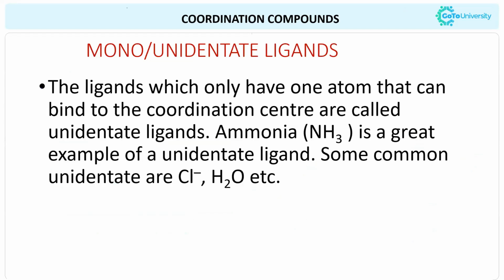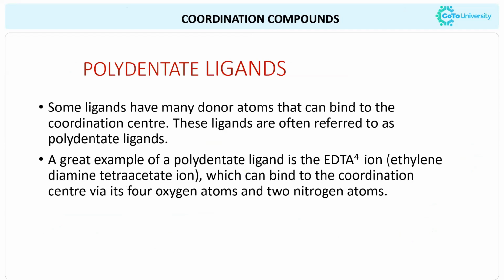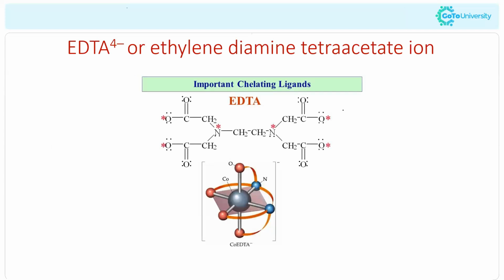Okay. So this is regarding the monodentate, bidentate and polydentate ligands. We have some examples of bidentate ligands as well, such as triethylene diamine and acetylacetonato. For polydentate ligands, we have EDTA. EDTA is a hexadentate ligand, meaning it can donate 6 electron pairs. This nitrogen will donate 1, this nitrogen will donate 1, and there are 4 oxygen atoms, each donating 1 pair. So this is an example of a hexadentate ligand.